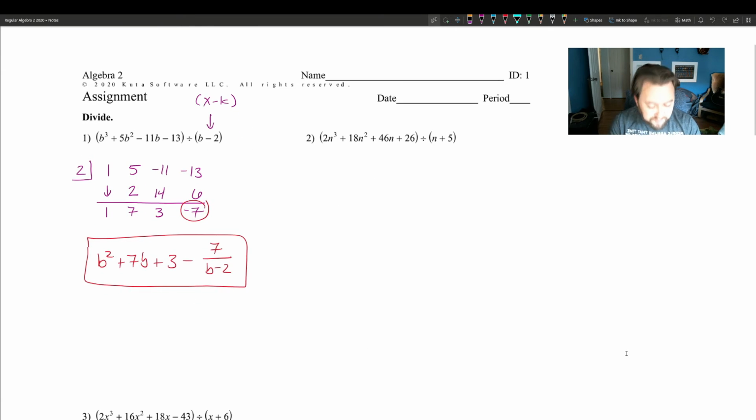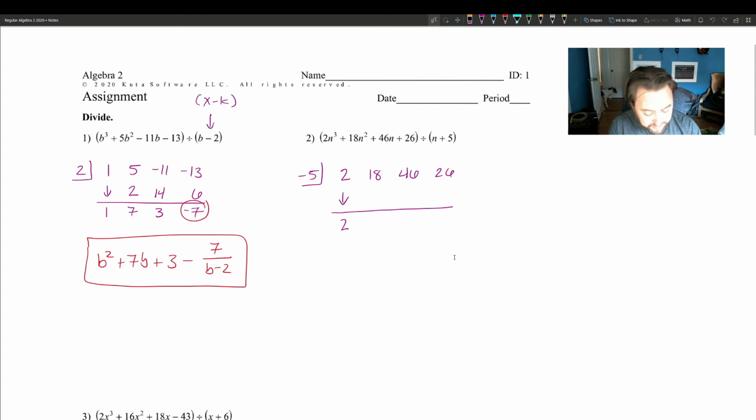Let's go ahead and try it again over on number 2. I'm going to start off by looking at this. Just like the last time, I'm going to use the x minus k, the opposite of this. So we'll have a negative 5 in our little house right here. Our coefficients are going to be 2, 18, 46, and 26. I'm going to start by dropping down my 2.